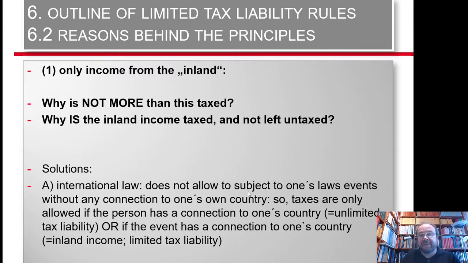Now, with persons living outside the country, you can, under international law, only regulate things, their behavior, which has an impact on your own territory. The general rule is a state is not allowed under international law to apply its law to something which has absolutely no connection with that country. And so you need either a connection concerning the event or a connection concerning the person. With foreigners, with people living abroad, you don't have a personal connection, so it must be a connection concerning the income. Otherwise, application of laws of the inland would not be allowed.